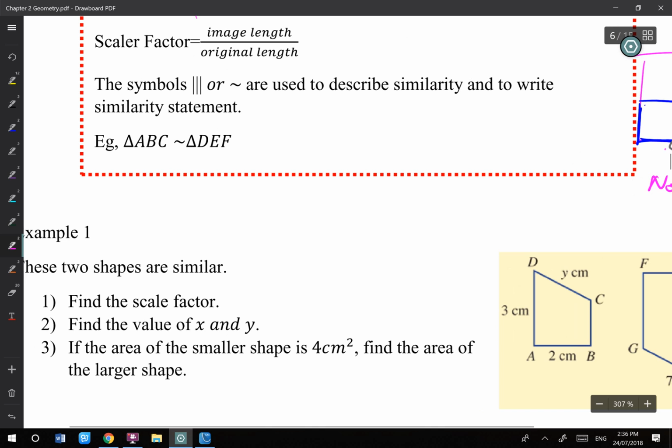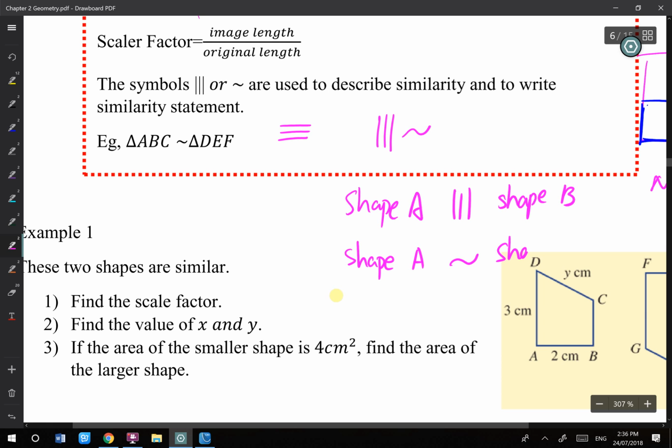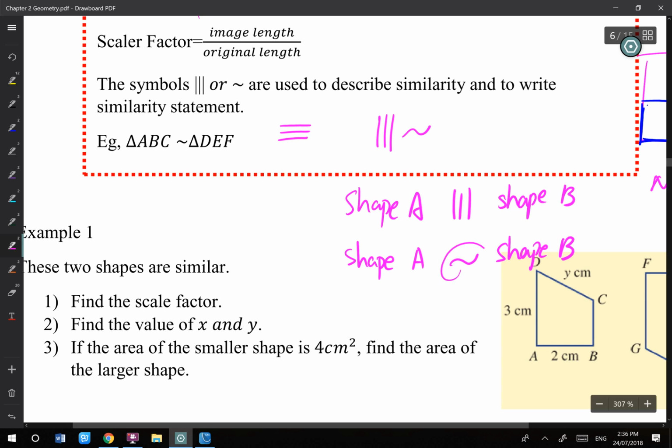Which symbol do we use to represent similar? We use this one to represent congruent, meaning they are the same. We use this one to represent similar, but it's not used very often. We use this one to represent similar as well. So with those two signs, I can say shape A is similar to shape B. That's the symbol we use to represent similar. How do you say triangle ABC is similar to triangle BCD? You use the three vertical lines, or the line, this one below that.